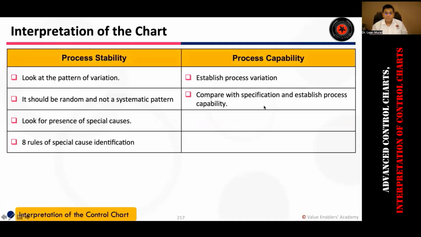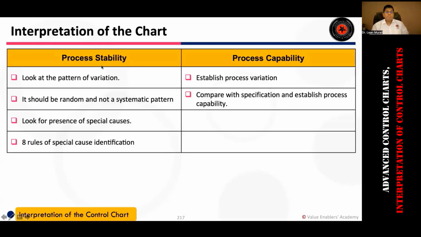So interpretation is process stability, process capability. Please one more time type PS and PC in the chat box. Very, very important. Whenever a process is stable, stability does not mean capability. That is a big takeaway that you need to understand from the session today. Stability does not mean capability.